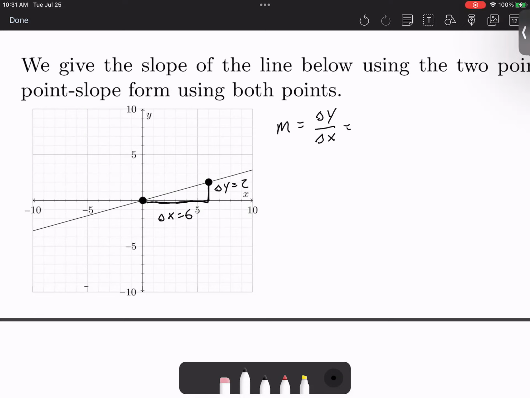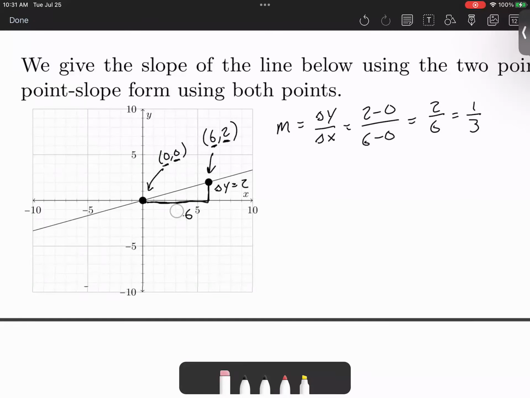So let's actually go through this. That point right there has an x value of 6 and a y value of 2. That point right there is the origin. So my change in y will be 2 minus 0, and my change in x is going to be 6 minus 0. Yeah, we knew it was going to be change in y 2, change in x 6. So our slope is 1/3. Okay, so the slope of the line is 1/3.